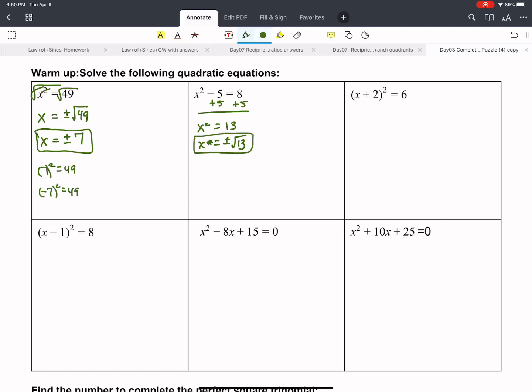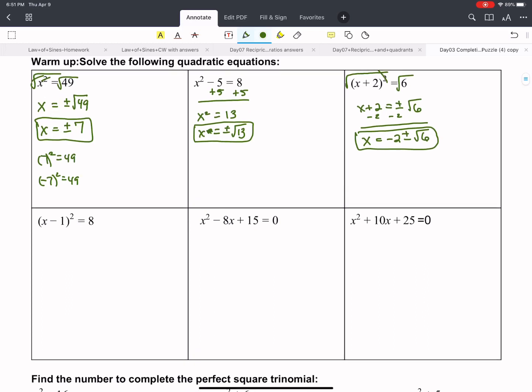Over here, we almost have it. We just want to get rid of that square, so we can square root both sides here, right? So x plus 2 is equal to plus or minus the square root of 6. Now you just got to get x by itself, so you subtract 2 from both sides. You'd have x is equal to negative 2 plus or minus radical 6. So there are your two solutions, negative 2 plus radical 6 and negative 2 minus radical 6.